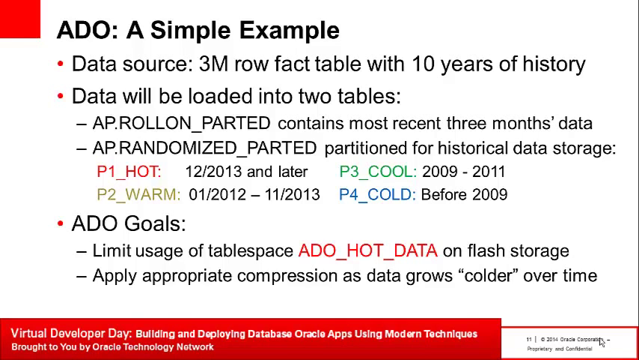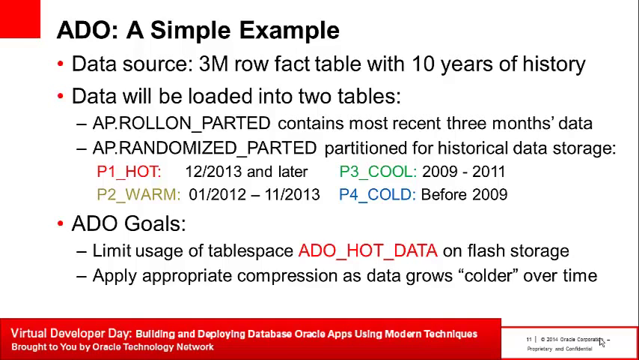I want to make sure that the ADO hot data table space, you'll see where that's allocated in just a moment, on flash storage doesn't get overused. That screams a space-based ADO policy, doesn't it? And as time progresses and the data inside other tables, like my heavily partitioned table, gets colder, I'd like to go ahead and compress the data more and more as it gets colder and colder. So that's what we're going to look at next.